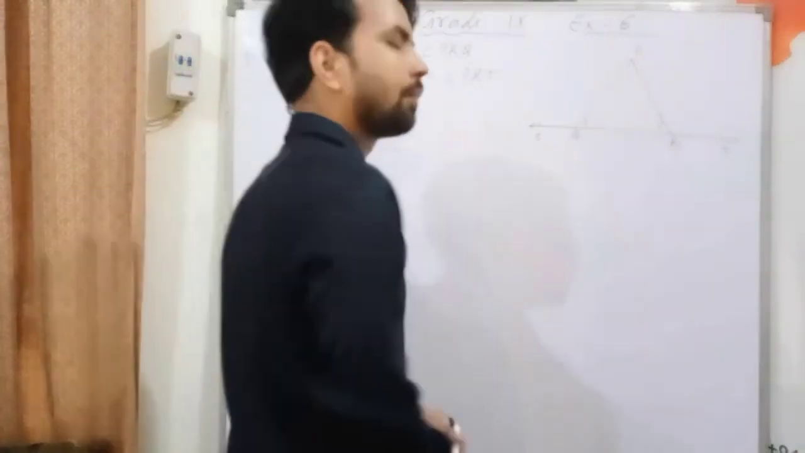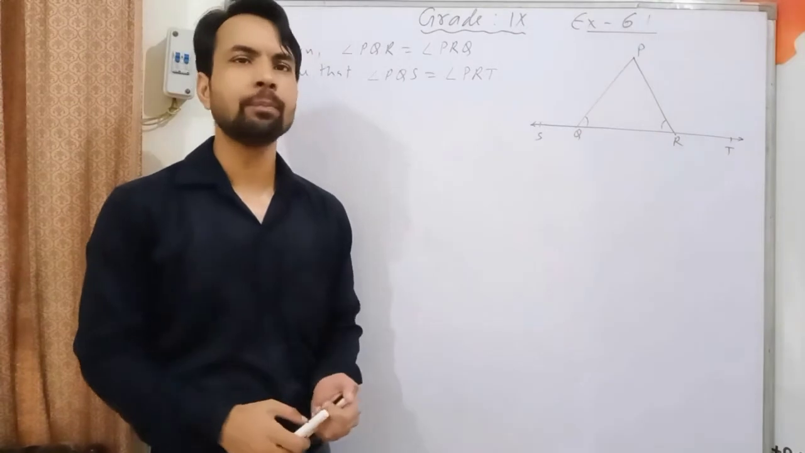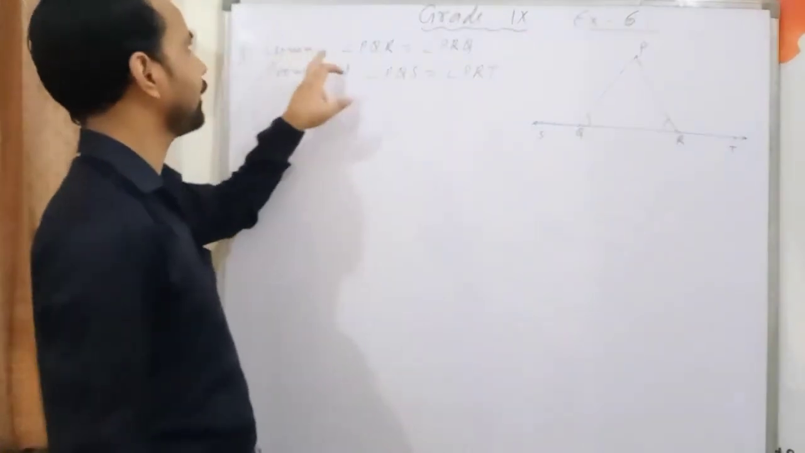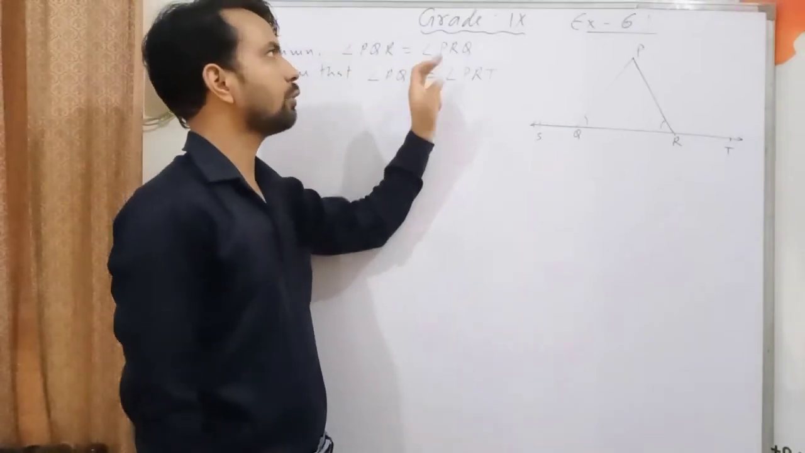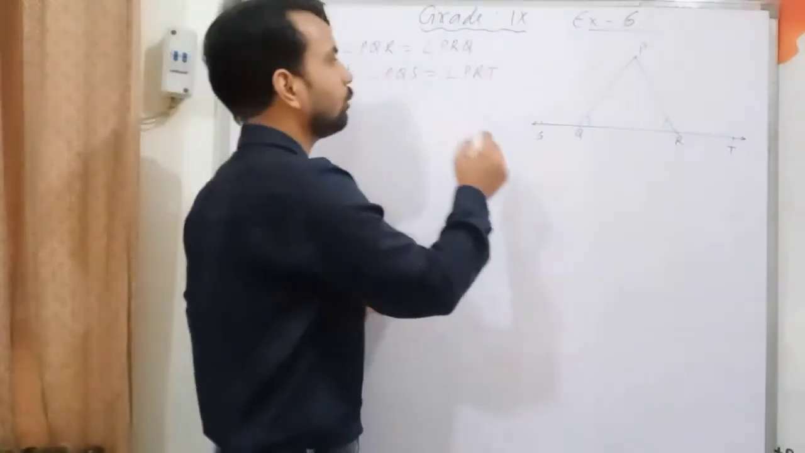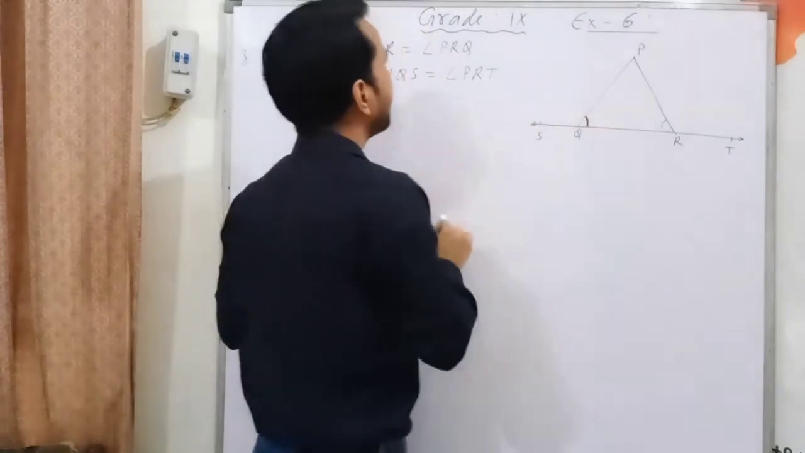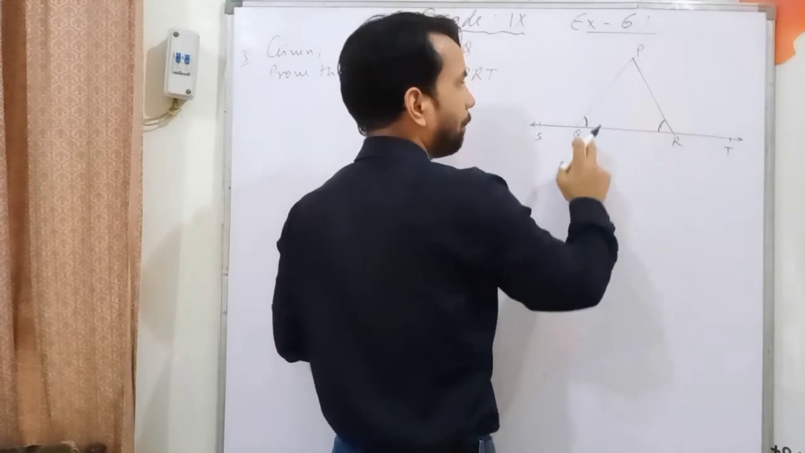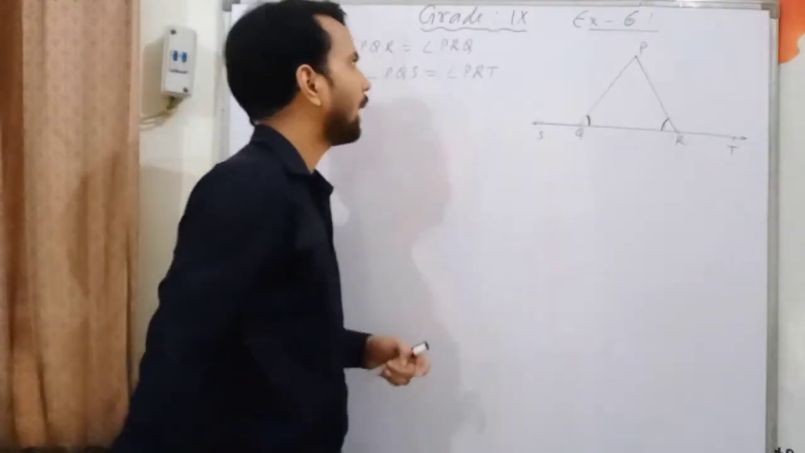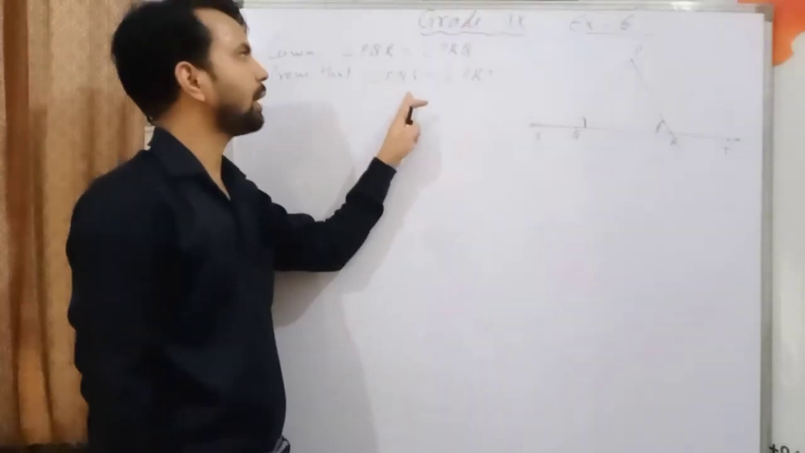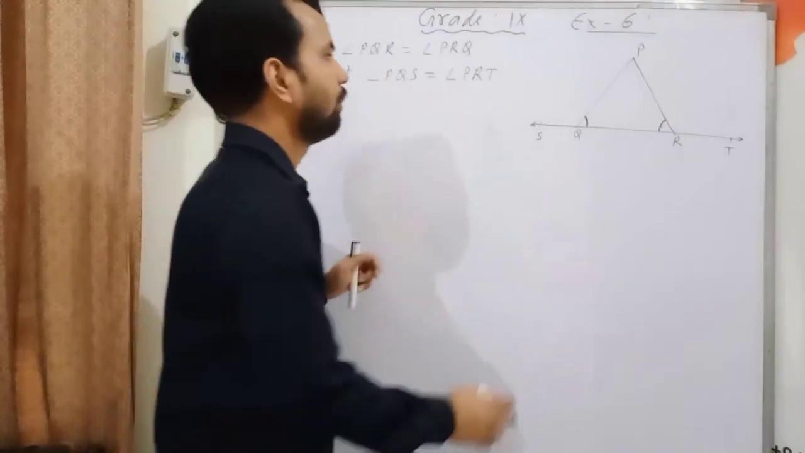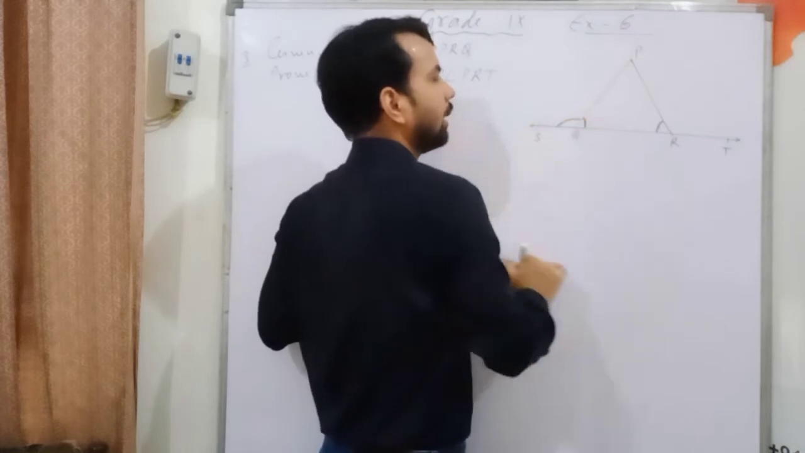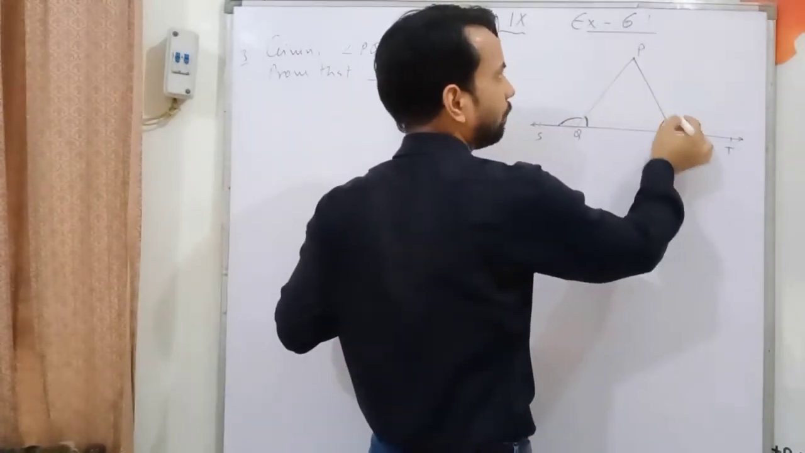Okay students, so let's start question number 3. The figure of this question is here. Question is saying in this figure angle PQR equals to angle PRQ. Angle PQR is this, means this angle equals to angle PRQ. PRQ means this, means these two angles are equal. Then we will have to prove angle PQS equals to angle PRT. We will have to prove that angle PQS, this angle, is equal to this angle PRT.